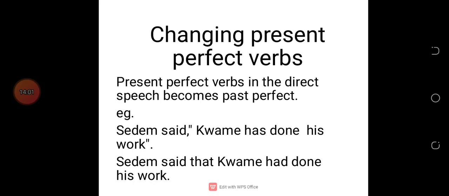And so Kwame has done. "Has done" is saying that the sentence is in the present perfect. The use of "has" plus the past participle form of the verb do tells us that the action has been done in the present perfect tense. So in changing that to reported speech, we have, Sedem said that Kwame had done his work.